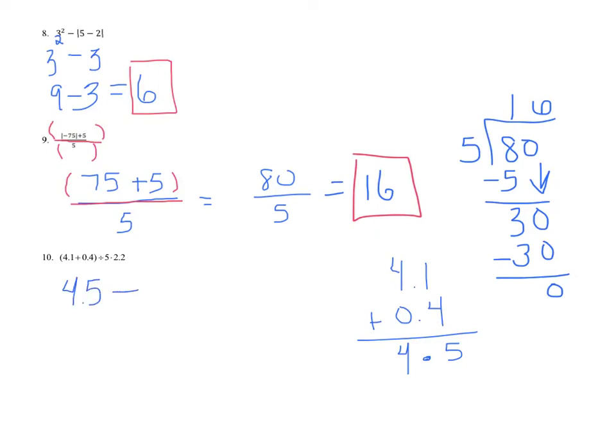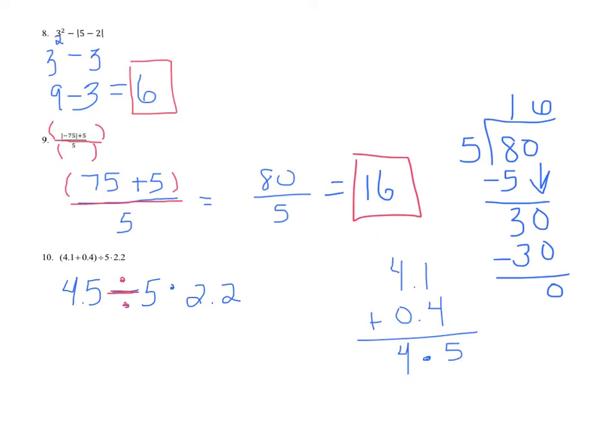Copying everything else down, I still have divided by 5 times 2.2. Now I move on from parentheses to multiplication and division, working left to right. So first I see this division that I need to start with. That is the leftmost operation between that and the multiplication. So I need to do 4.5 divided by 5.